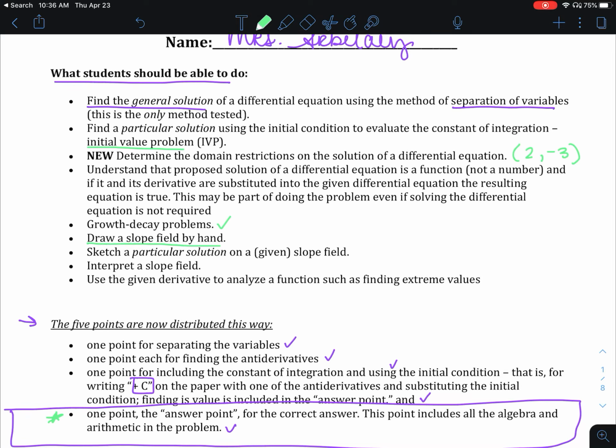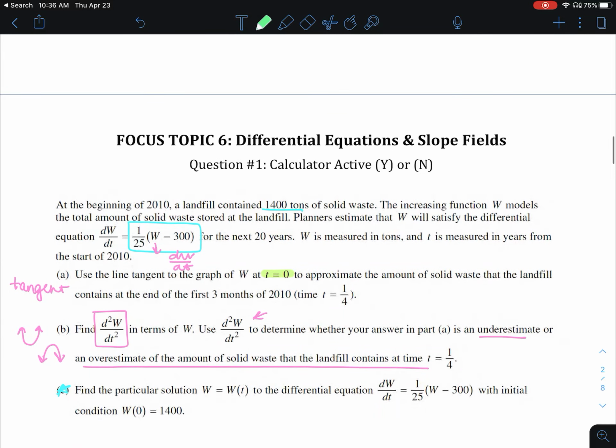Sketch a particular solution on a given slope field. This is where you've got to plot the initial condition and sketch through what you think the graph will look like. Interpreting a slope field and using the given derivative to analyze a function, such as finding extreme values. Okay, so I'm going to quickly look through the problems I assigned for homework.